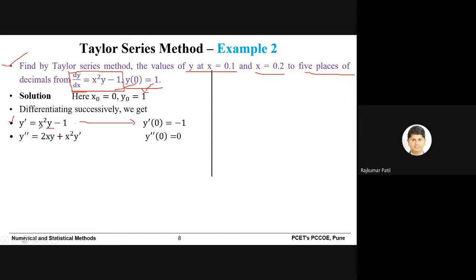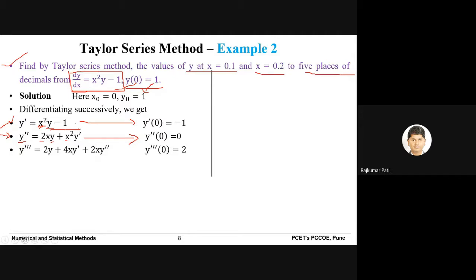Then differentiate this equation, you will get y double dash, which is equal to the derivative of minus 1, which will be 0, plus the derivative of x square y. The derivative of x square is 2x, and you keep y as constant, plus keep x square as constant and take the derivative of y, so it will be y dash. So this is how we take the derivative of y dash as y double dash, and put the values of x, y, x square, y dash, and you will get y double dash naught as 0.